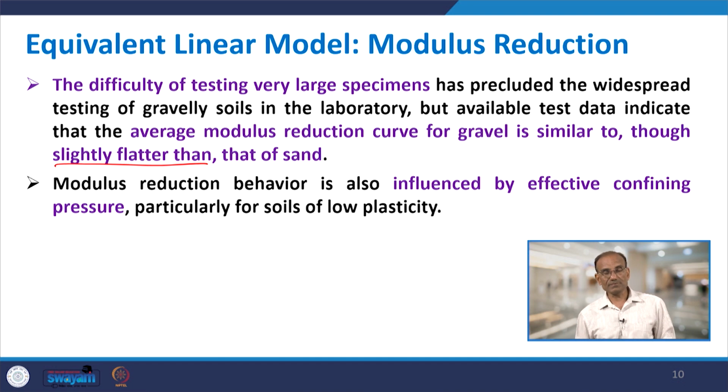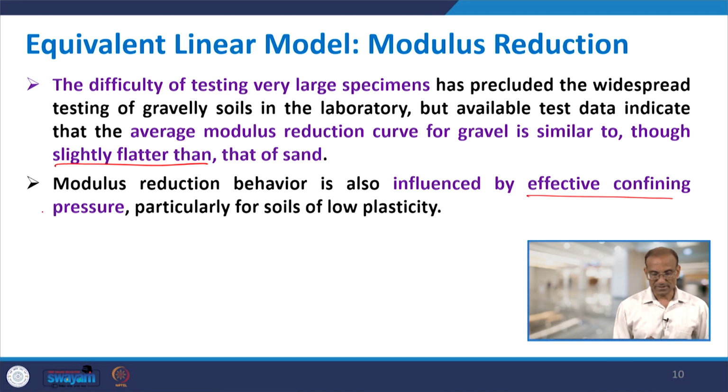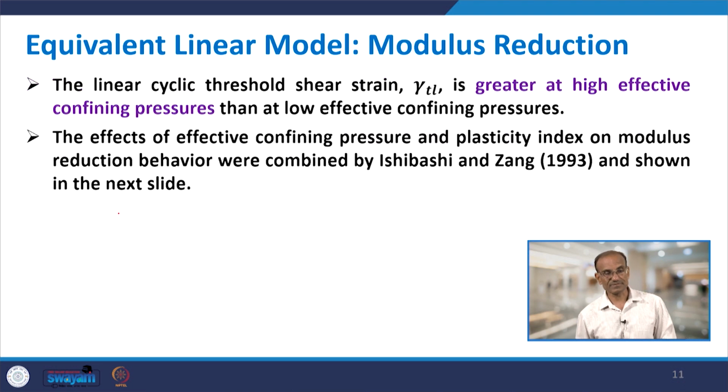Modulus reduction is also influenced by effective confining pressure, particularly for soils of low plasticity. If PI is less, then the effective confining pressure is an important parameter for modulus reduction curves. The linear cyclic threshold strength is greater at high effective confining pressure than at low. So gamma TL is also a function of the effective confining pressure you are testing at, and it is greater if you increase the confining pressure. So, when you increase the confining pressure, G by G max will decrease at a high strain rather than at low strain.